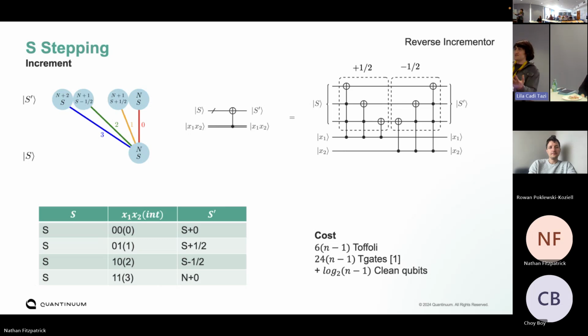Now for the S stepping, the S traversal on the graph, it's a similar idea. The red takes S to S, the yellow takes S to plus S, the green takes S to minus S, and the blue takes S.